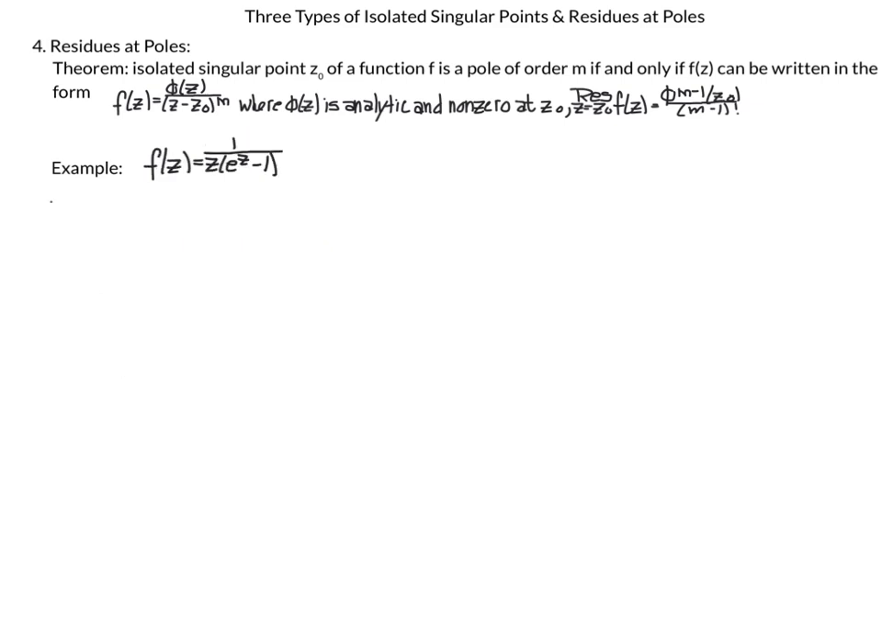Our last example before we do some review problems is f of z equals 1 over z times e to the z minus 1. And we can see that this function has a pole at z equals 0.